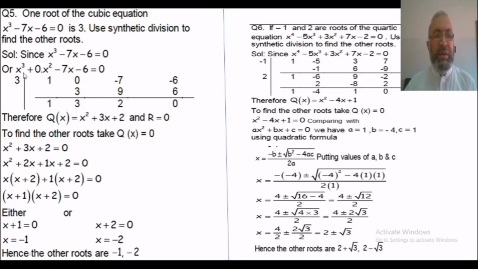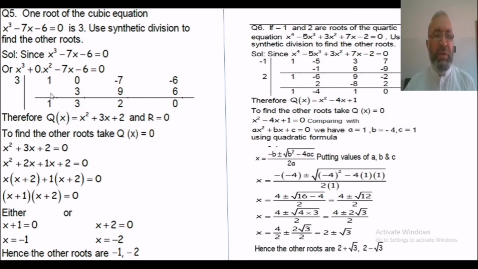Now write down the coefficients of this equation of degree 3: 1, 0, minus 7, minus 6. Since one root is given, 3 is the solution, or 3 is the root, therefore division by 3.